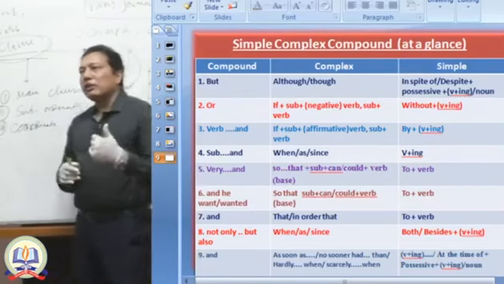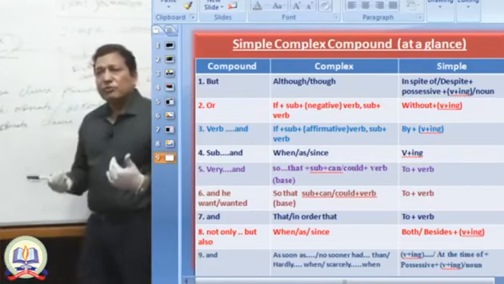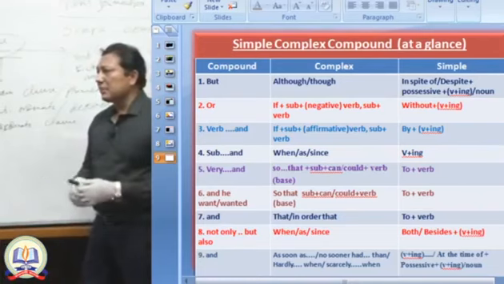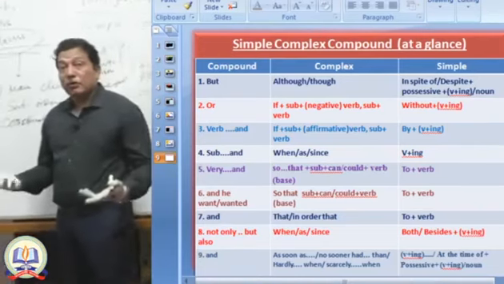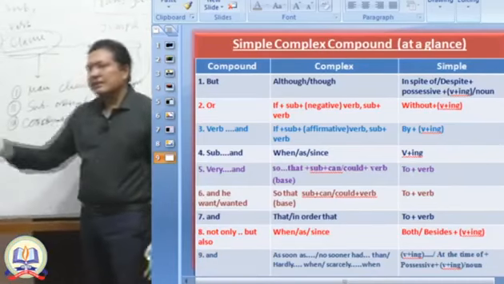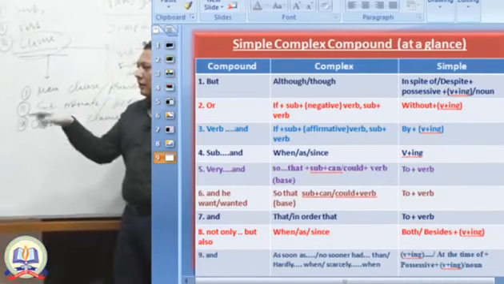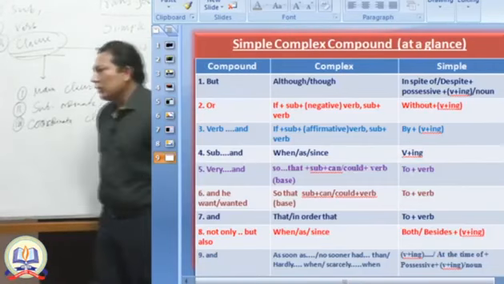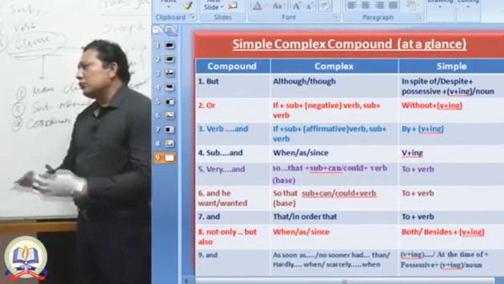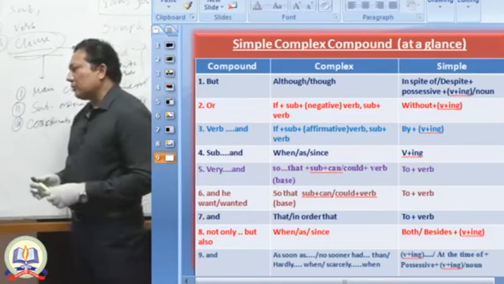And of course, you will get removed from your scary mentality. That means sometimes the students are very scared, thinking that I have to make complex compound. Oh, it is very tough. No, it is very easy. If you just think about it minutely and if you follow the diagram, it will be much easier for you to memorize or to build up confidence on simple, complex, compound.